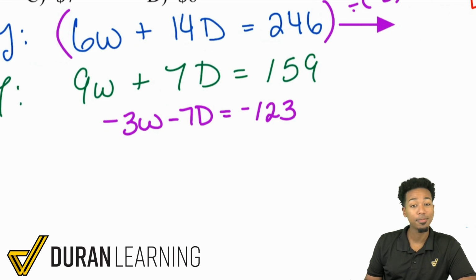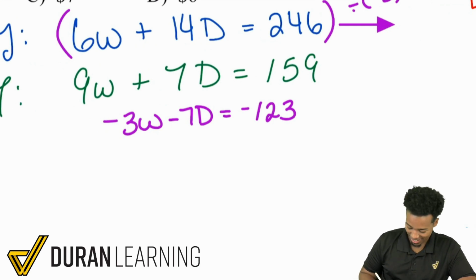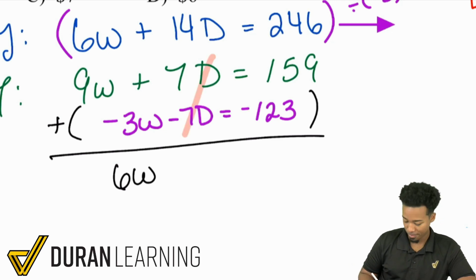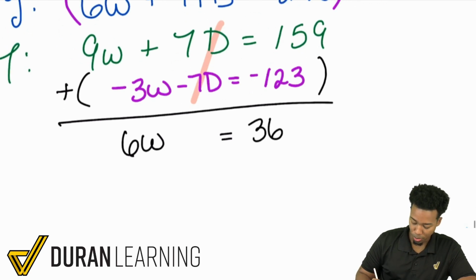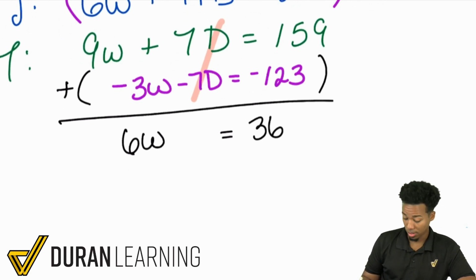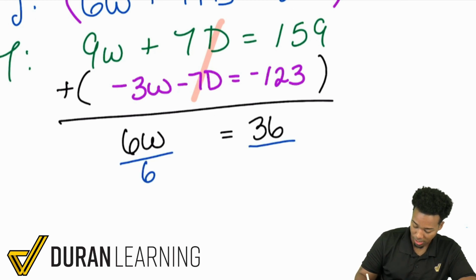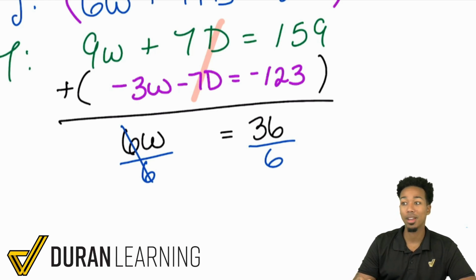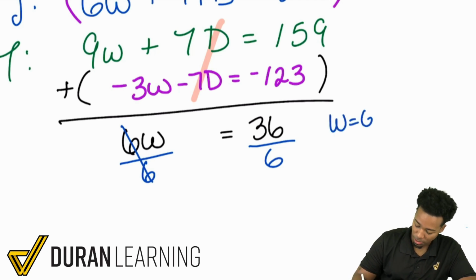So if I take this and put it right under here, look at how it lines up. I can add these together and cancel it out. So bam, line it up. Right here, 9W minus 3W, that's going to be 6W. Over here, the 7D minus 7D cancels out. And then we have 159 minus 123. That's going to end up giving me 36. Booyah. So now we have 6W equals 36. I can go ahead and divide both sides by 6. And look at how much easier this can be if I divided that top equation instead of multiplying the bottom one and getting huge, way bigger numbers. And so here, W equals 6 after I divide.